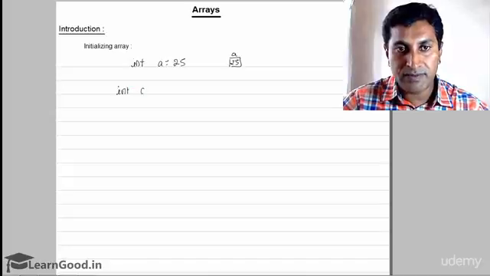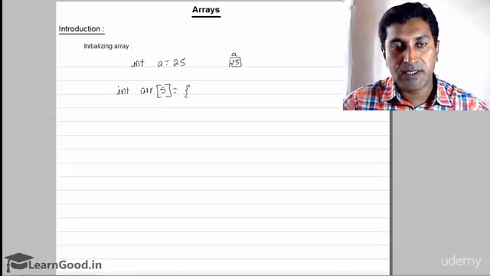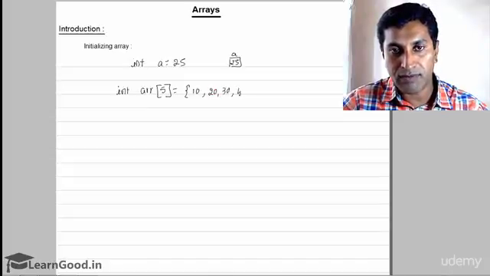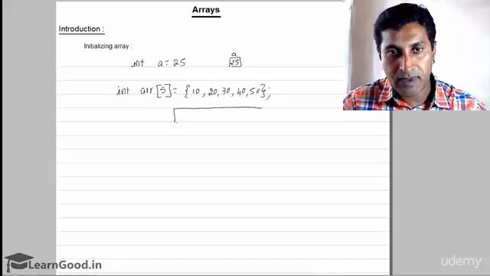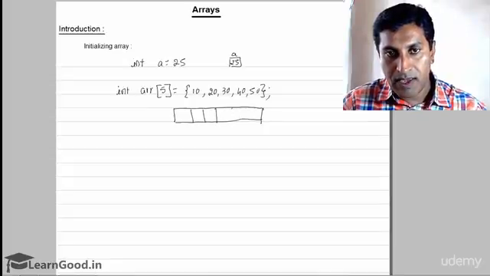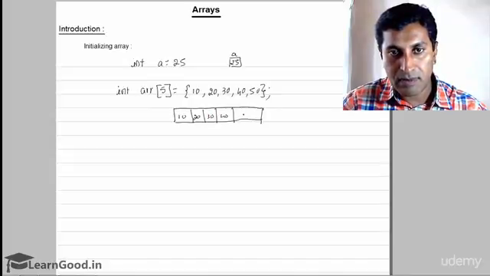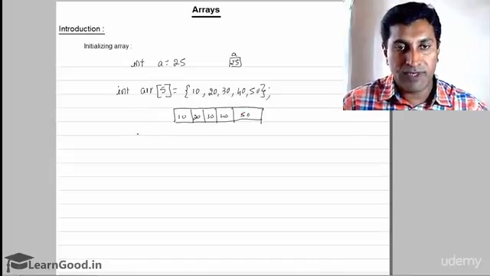You can give int arr of 5 elements equals, within curly braces, all those 5 values separated by commas. That is, I can give the values 10, 20, 30, 40, 50, and then close this. In this case, it will create 5 integer array elements, and in that all these values will get stored. Okay, this is one way of initializing.